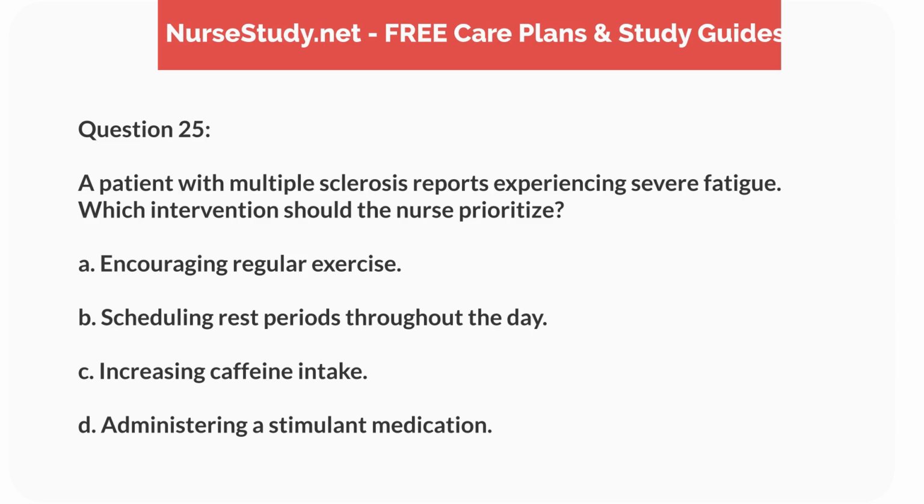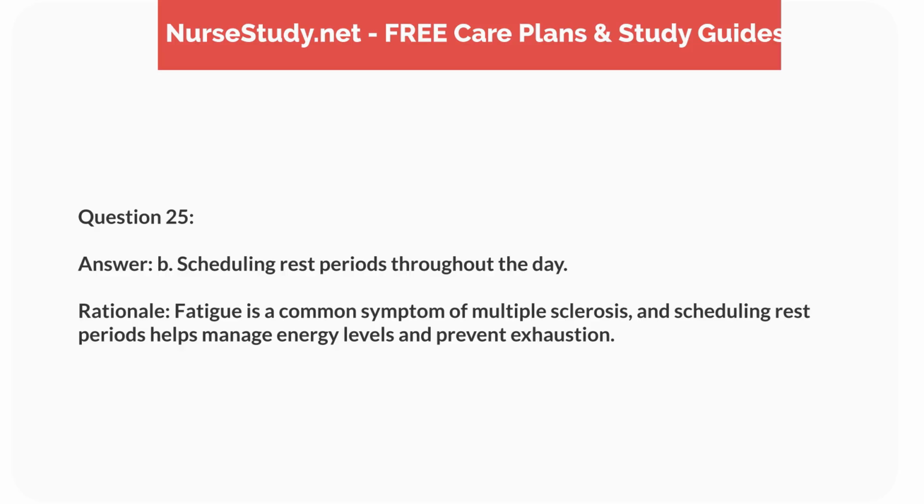Which intervention should the nurse prioritize? A. Encouraging regular exercise. B. Scheduling rest periods throughout the day. C. Increasing caffeine intake. D. Administering a stimulant medication. Answer: B. Scheduling rest periods throughout the day. Rationale: fatigue is a common symptom of multiple sclerosis, and scheduling rest periods helps manage energy levels and prevent exhaustion.